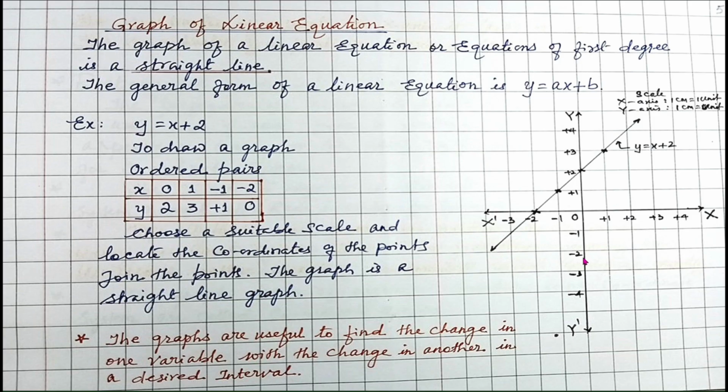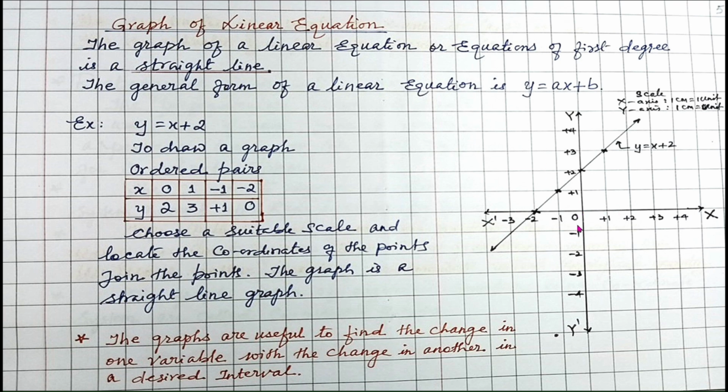Now what we will do is draw the graph, select a suitable scale and locate the coordinates of the points, then join the points, and the graph is a straight line graph. Let us see how it is done. So draw the x-axis, that is the horizontal axis, and the y-axis is the vertical axis, intersecting at the point O, which is called the origin.